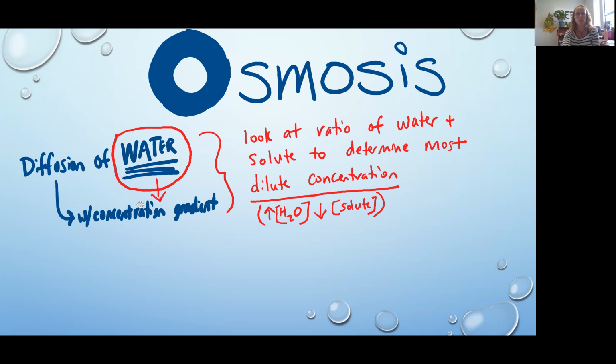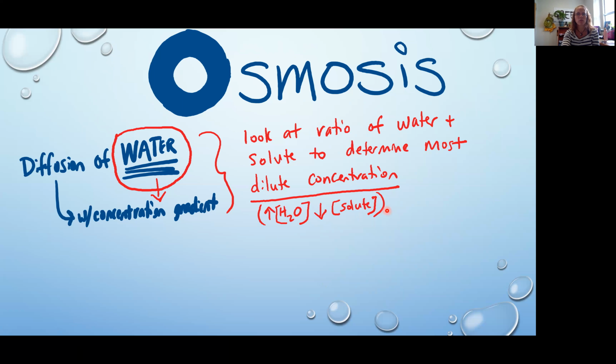So in order to determine our concentration gradient, we can use the terms dilute and concentrated. The key thing to keep in mind is this relationship. If you have a lot of water in a sample, then you're going to have very little solute in that sample. And so a dilute solution is a watery solution with a lot of water and very little solute.